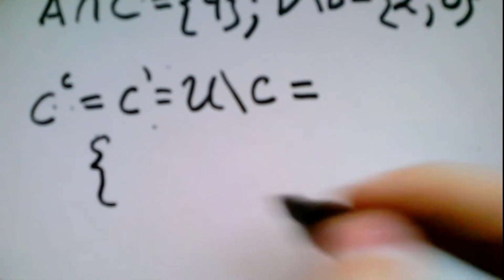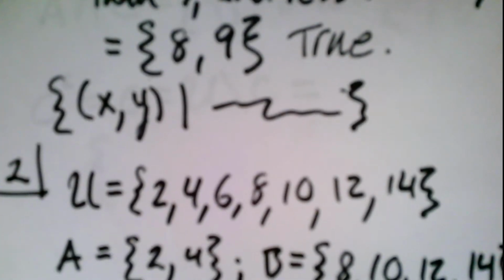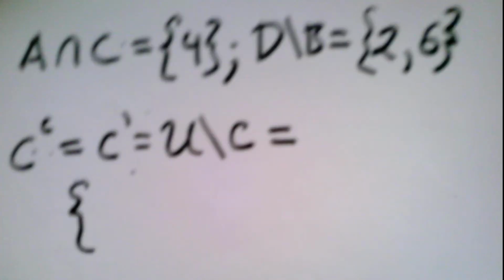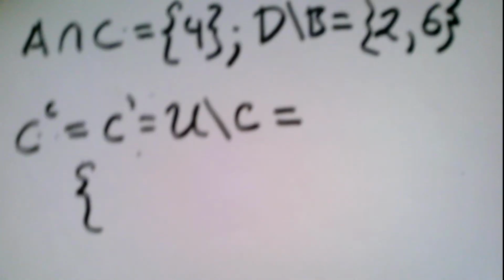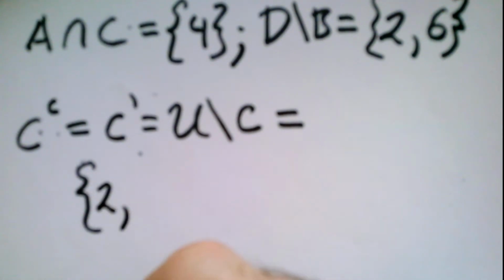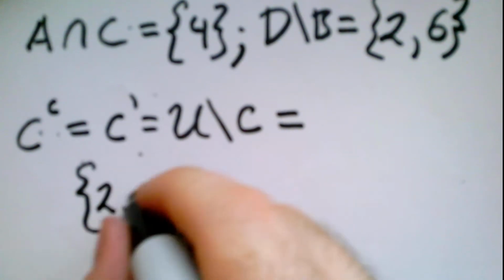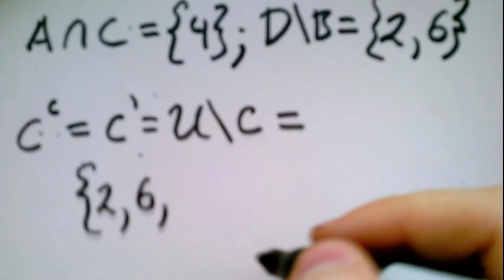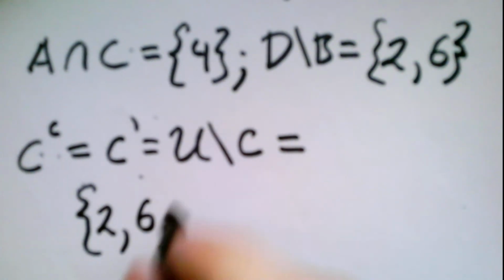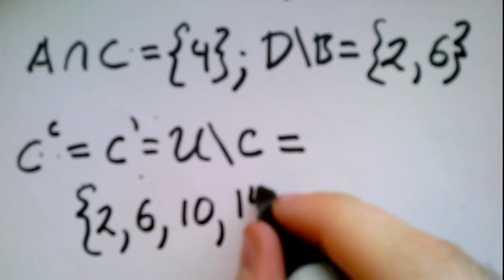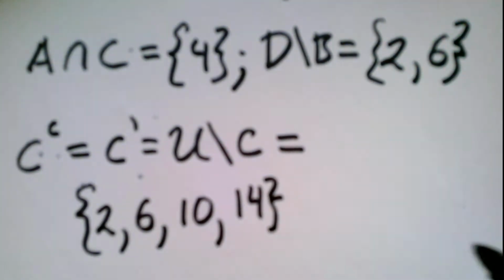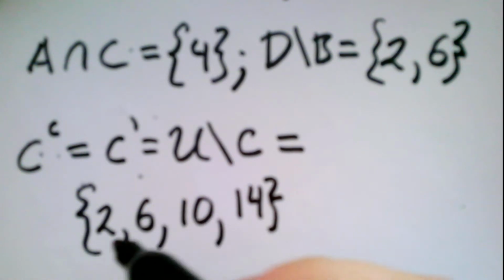And what is that? Well, let's look at U. U are the even numbers between 2 and 14. So we say, well, what's in C? 4, 8, and 12. So what are the even numbers between 2 and 14, including 2 and 14, that are not 4, 8, and 12? Well, 2 is one of them. 4 is not. We delete 4 because 4 is in C. 6 is in the set. 8 is not, because 8 is in C. 10 is in the set, but 12 is not, and 14 is the last element of the complement of C. So this is what C complement is: 2, 6, 10, 14.